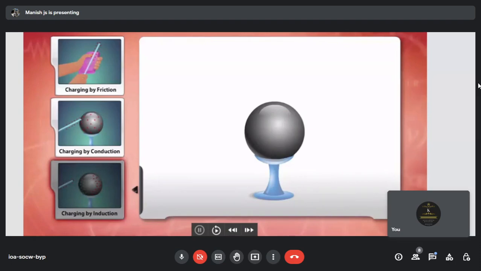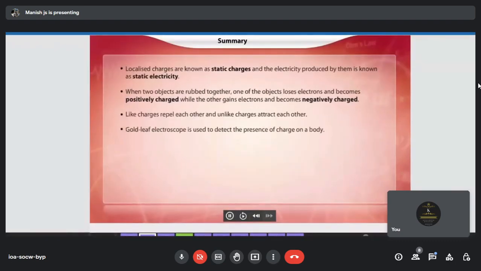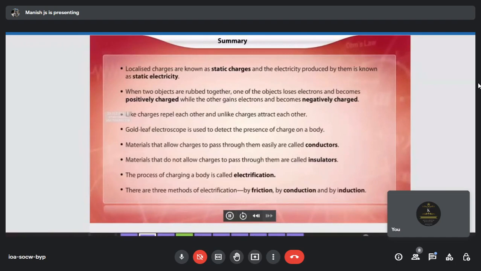So these are the three different methods of charging. Let's recapitulate what you have just learned in this animation. So இது வந்து ஒரு total summary of what we have learned. So what is meant by static electricity and how objects are positively and negatively charged? Properties of charges நம்ம பார்த்தோம். Like charges repel, unlike charges attract. And for detection of charges, what is the instrument we used? We used a gold leaf electroscope, isn't it?